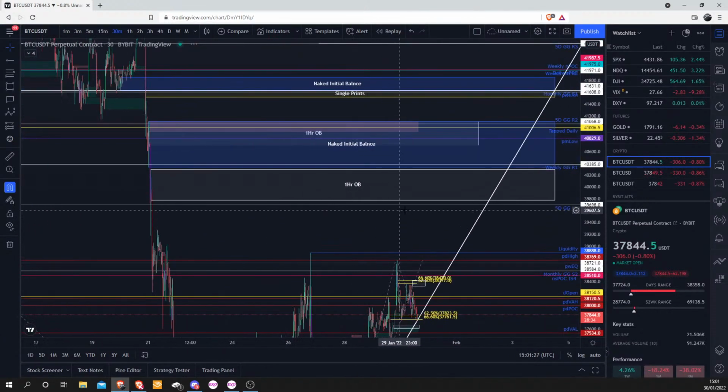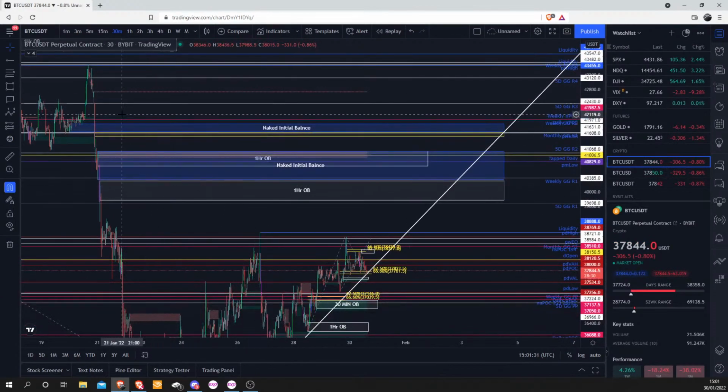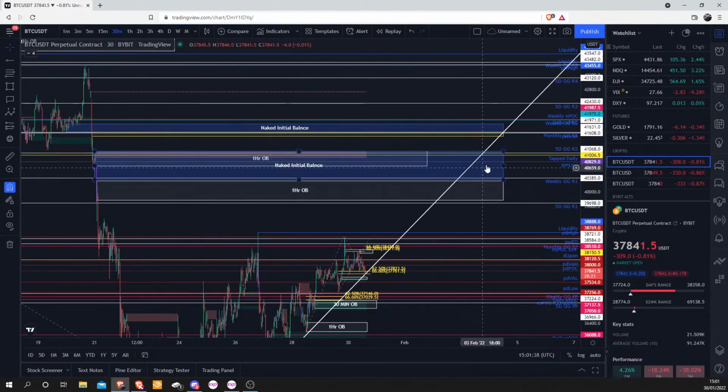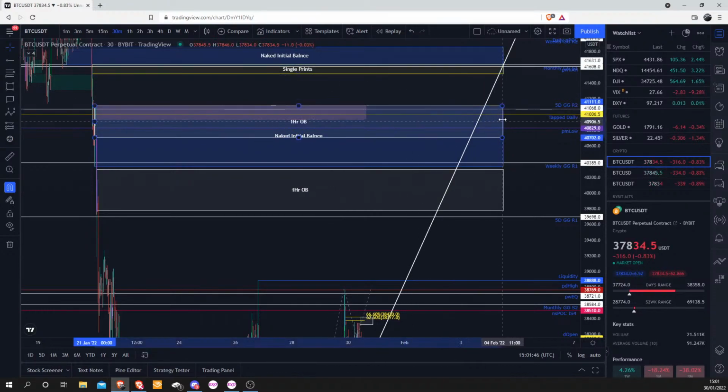We've got 2 days worth of initial balances, and these 2 days were the days that initiated the drop down from this range, so I don't expect to just walk straight back through them. We've got some single prints, which is unfinished business, so for me I think we will go back at some point. No worries, mate.